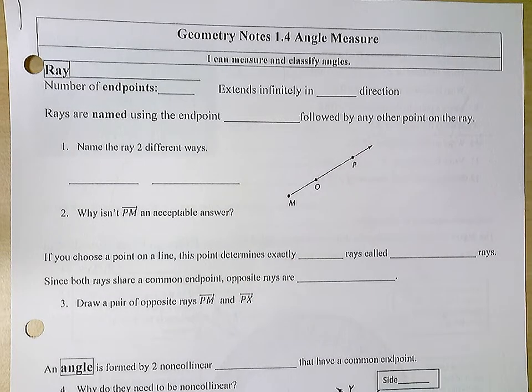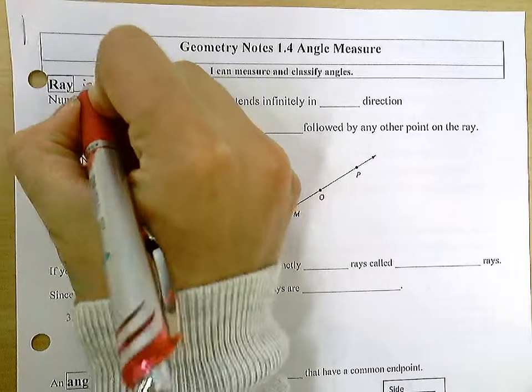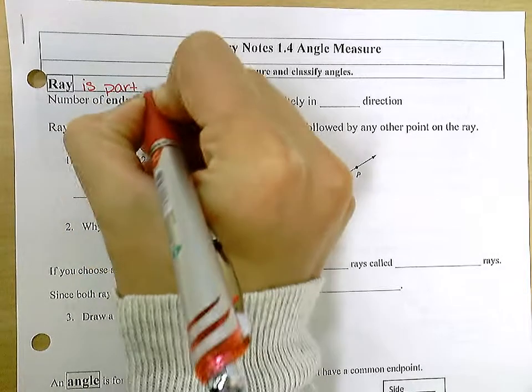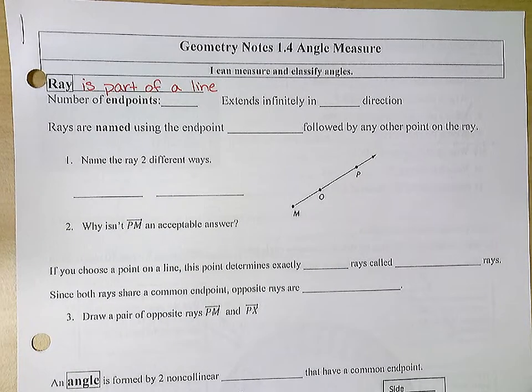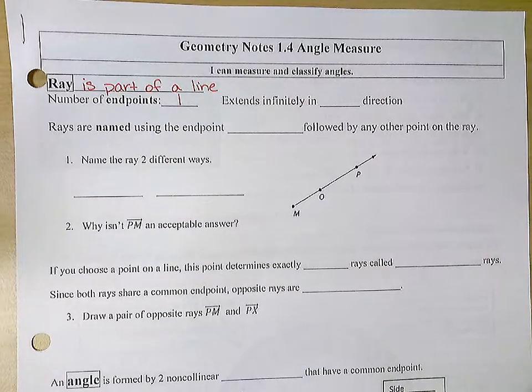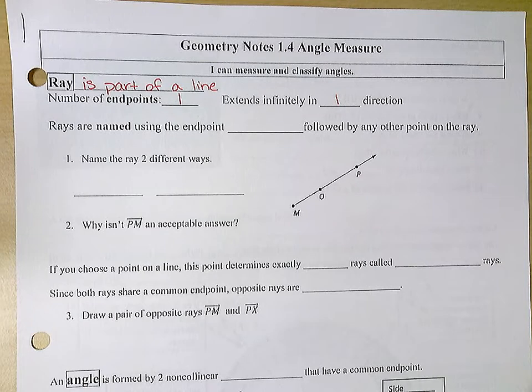So first I want to start out with what a ray is. A ray is part of a line. Now it does have an endpoint just like a segment did, but it only has one endpoint. And it extends infinitely in one direction. So endpoint and then extending infinitely in one direction.